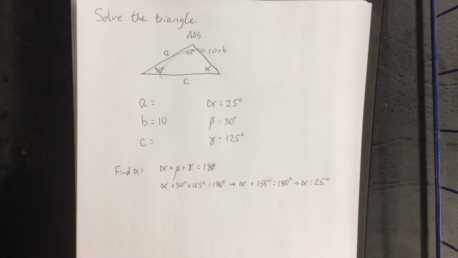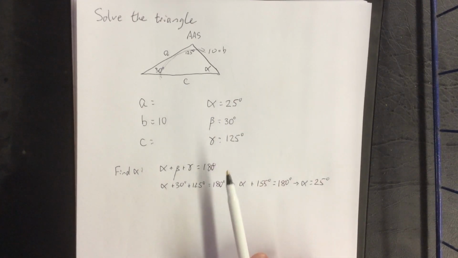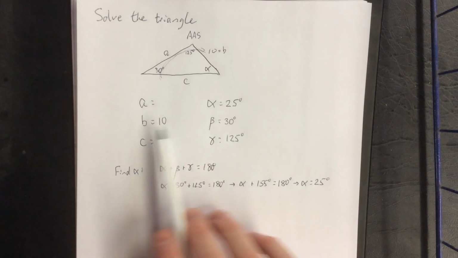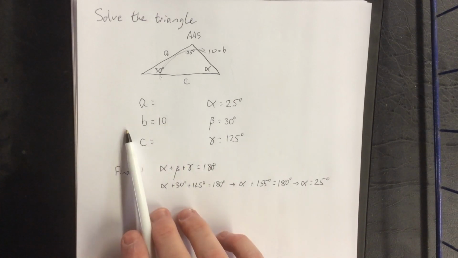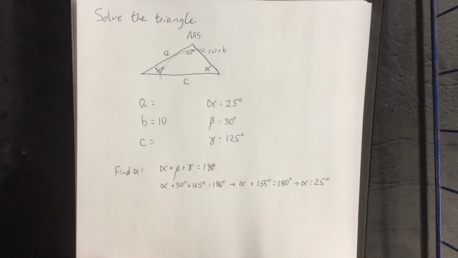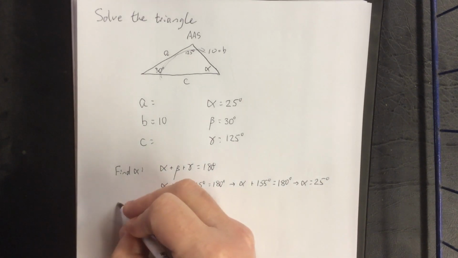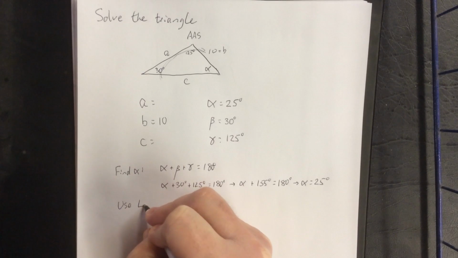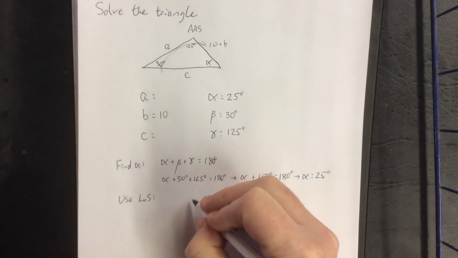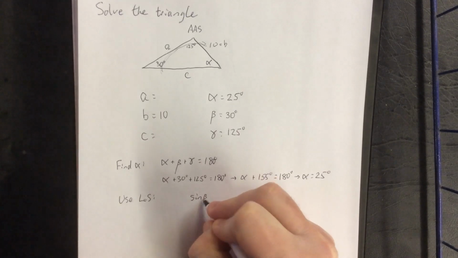Now we run through the questions again. Do we have exactly 2 angles? The answer is no, we have all 3 of them now. Next question, do we have a corresponding angle side pair? In this case, yes we do, because we have a fully filled in piece of information from left to right. So we are going to use the law of sines.